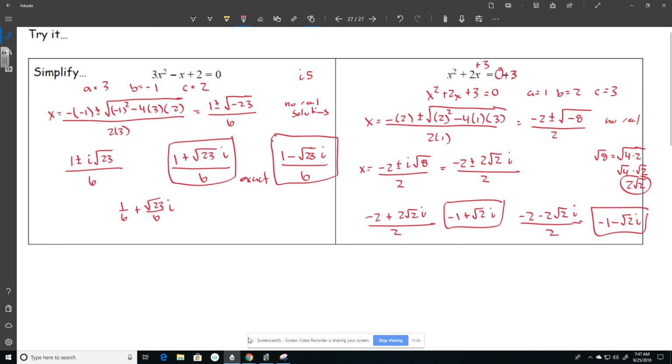This is going to come up. You're going to see it on the test. You will see this on the ACT. It loves not real solutions. It loves this complex imaginary number stuff.